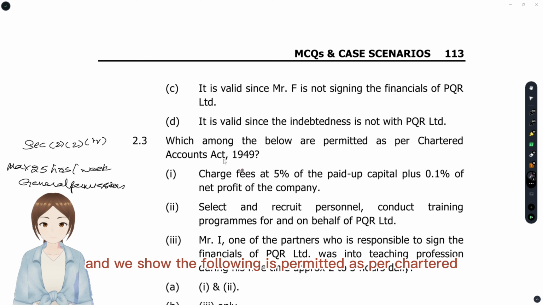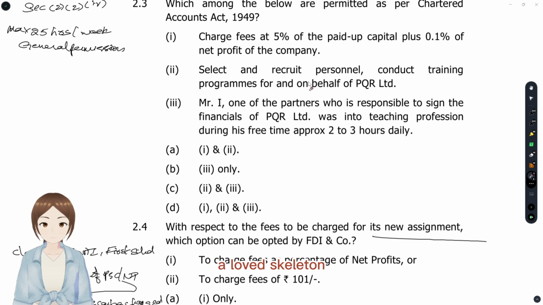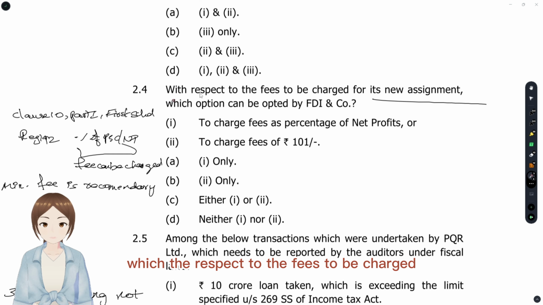And which of the following is permitted as per the chartered accountant? Charging fee on percentage basis, not allowed. Select and recruit personnel and conduct training, allowed. One of the partners responsible to sign was in the teaching profession. Yes, general permission was given that he could teach for 25 hours a week. So 2 and 3 was the most appropriate answer.